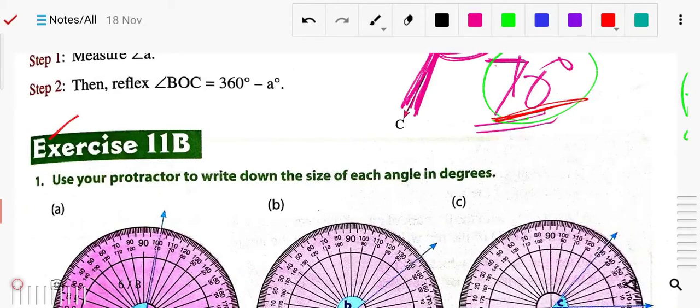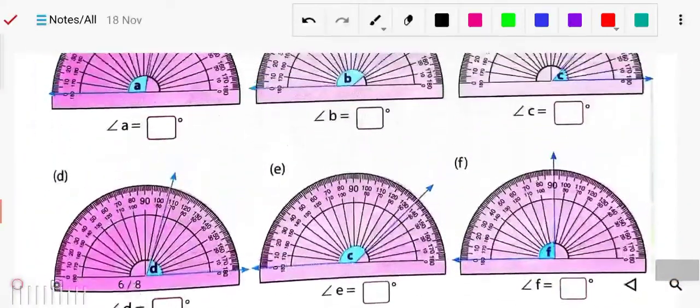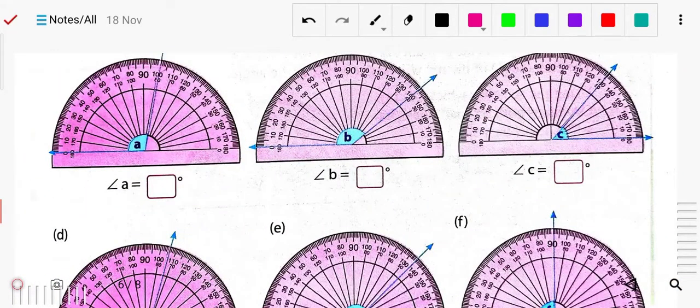Now we will do exercise 11b. In this you have to measure the angle and write the value. It is already given on the protractor. You can see this angle we have to measure. So we will start from here. We take the outer scale, and see up to where it goes: it goes to 100. So this angle will be 100 degrees. The degree sign is already there.